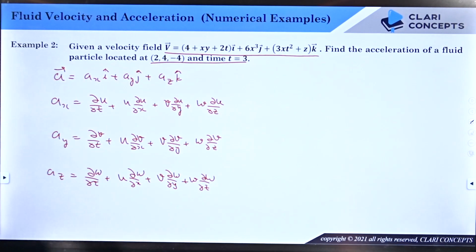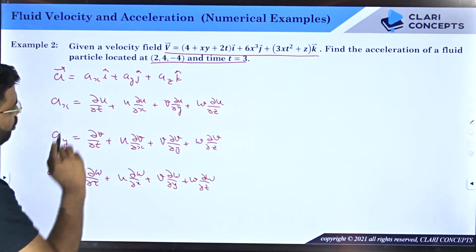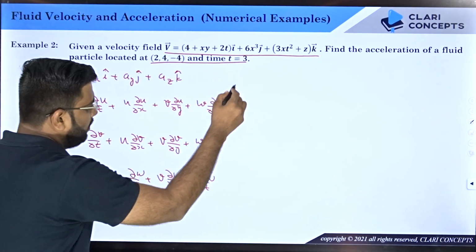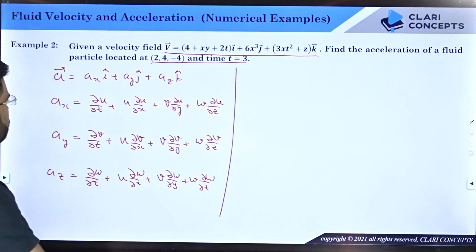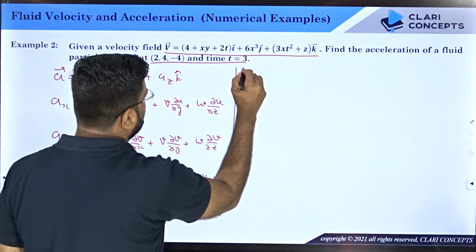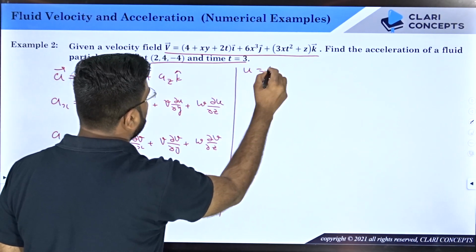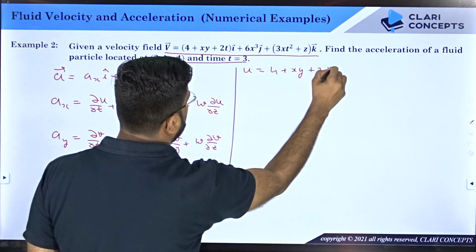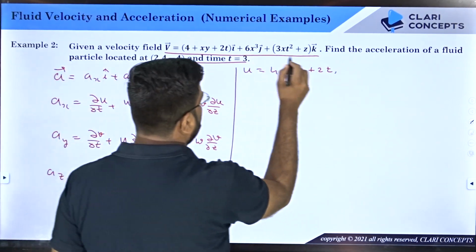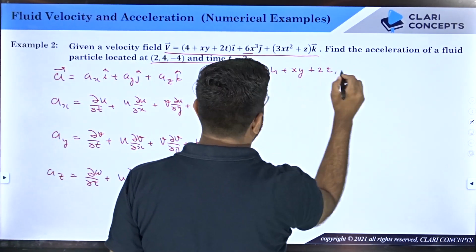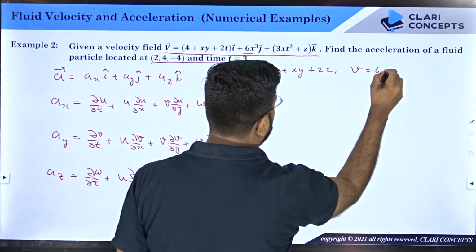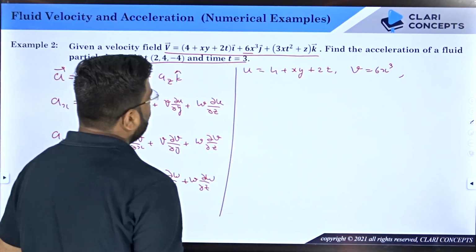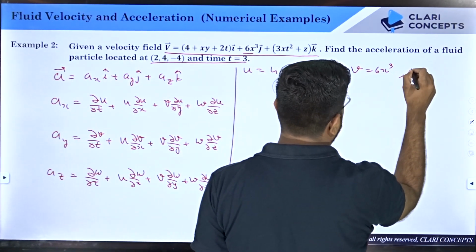You have the equation. Now in order to get all these values, you first need to know what u, v, w are. Okay, let me start with x first. See, I know what u is. U is equal to 4 plus xy plus 2t. What is v? V is equal to 6x cube. And what is w? W is 3xt square plus z.